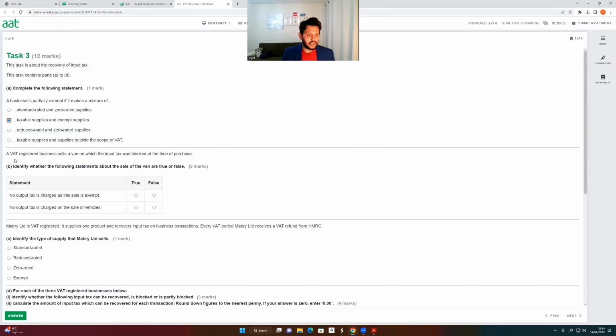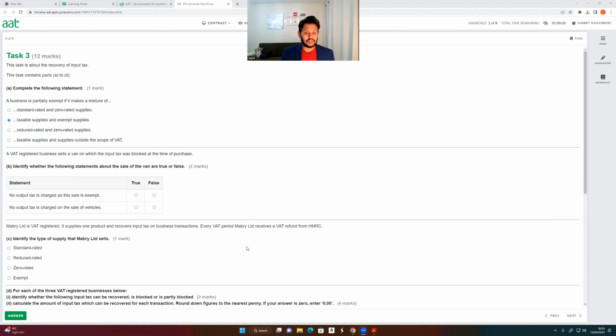The next one we have here: a VAT registered business sells a van on which the input tax was blocked at the time of the purchase. Now, the blocked input, we need to look at the blocked input first before we can answer. I'll show you what blocked input is on the reference material. Blocked input is all about when you cannot claim the VAT for any reason.